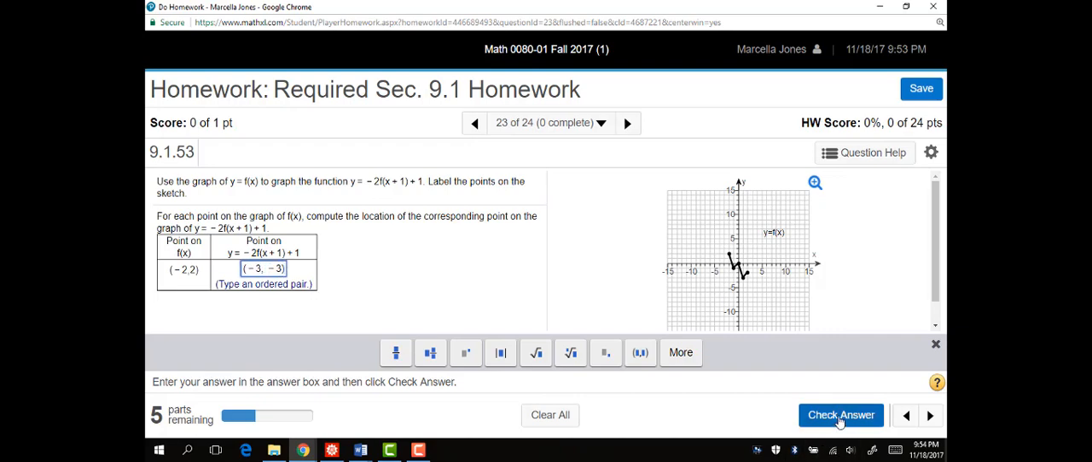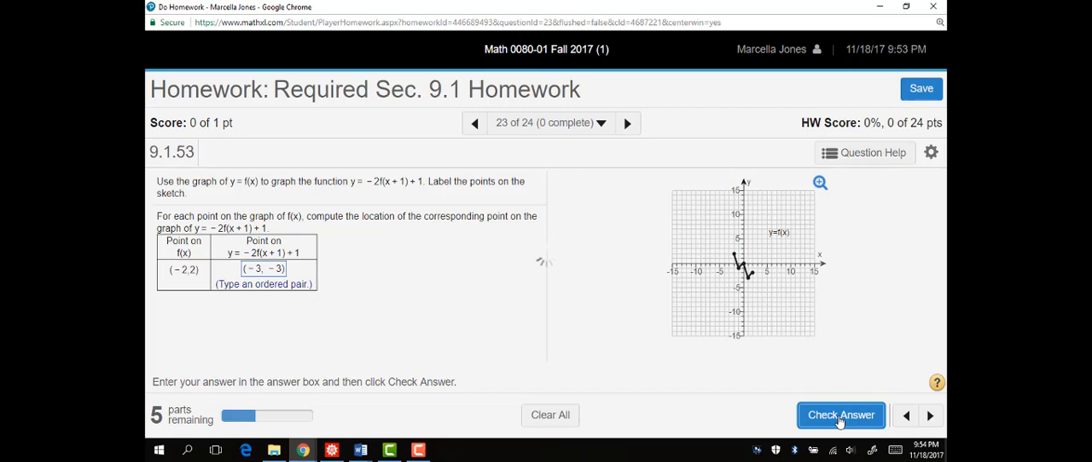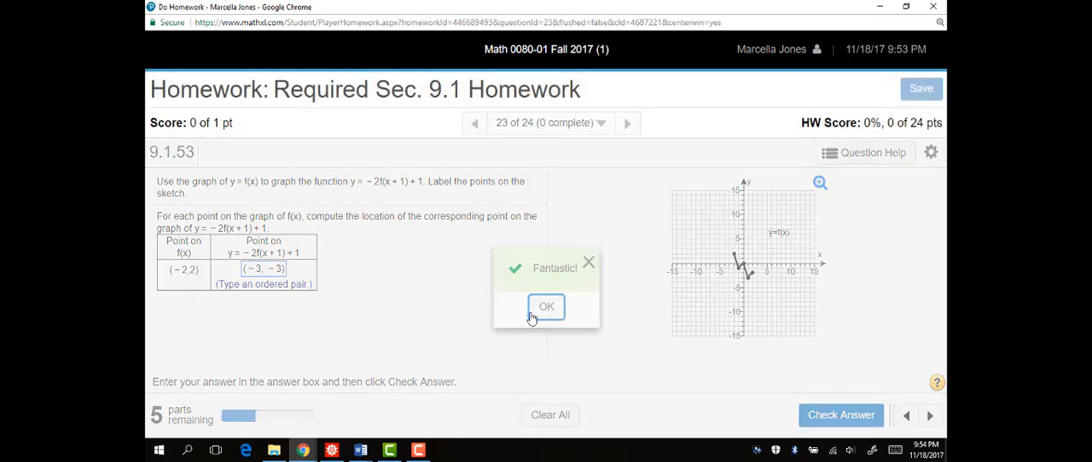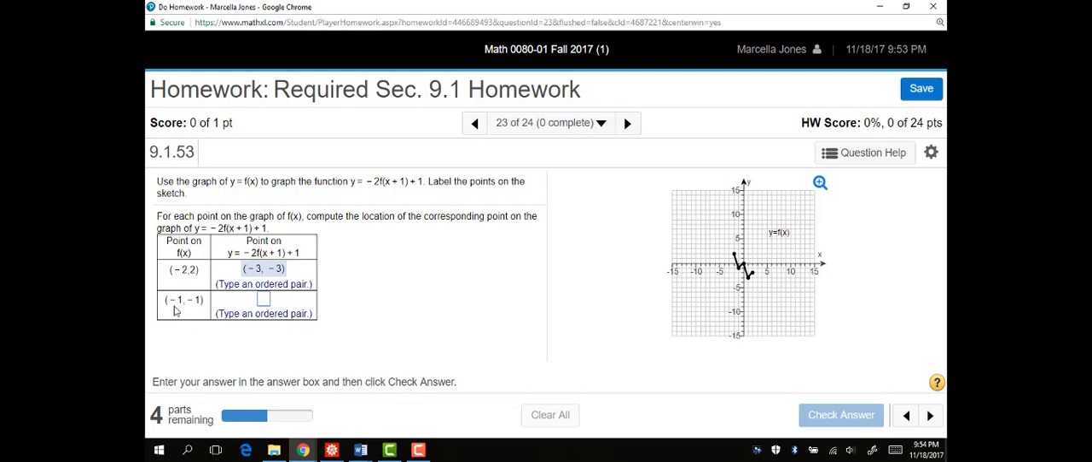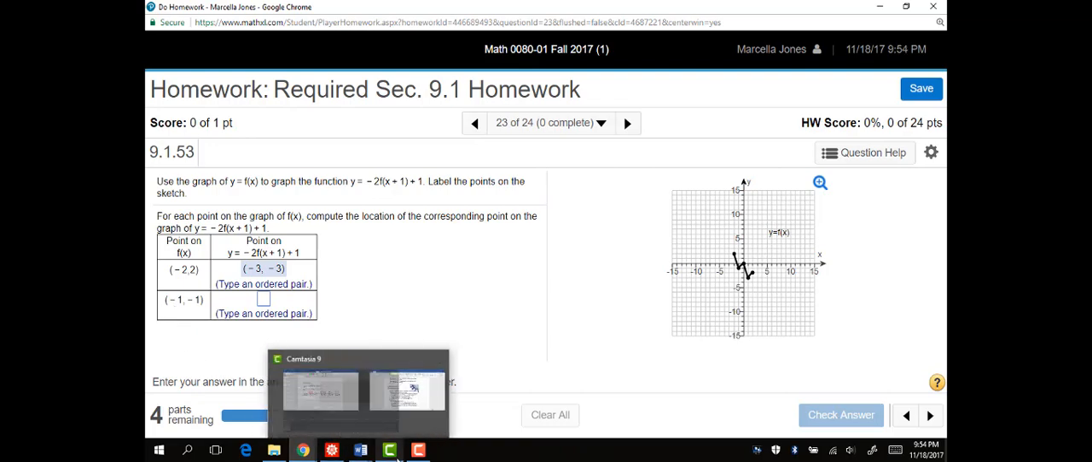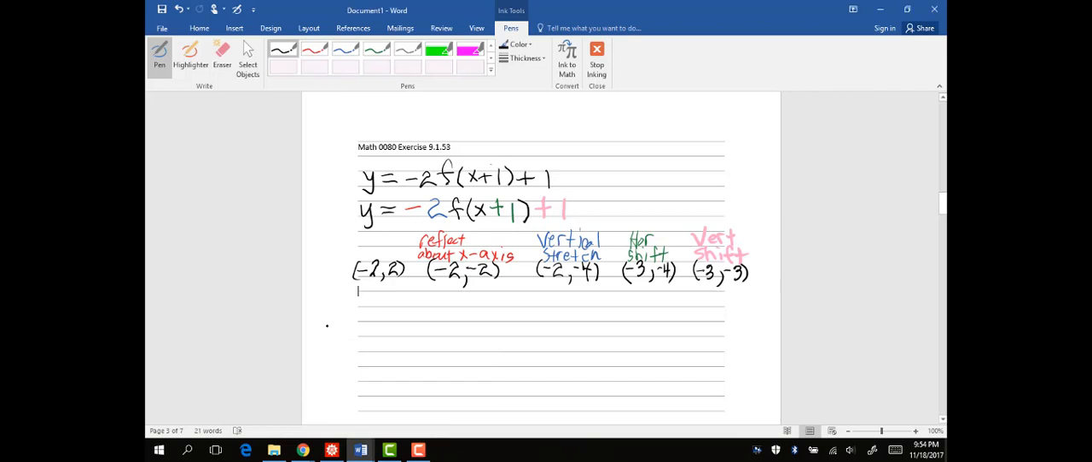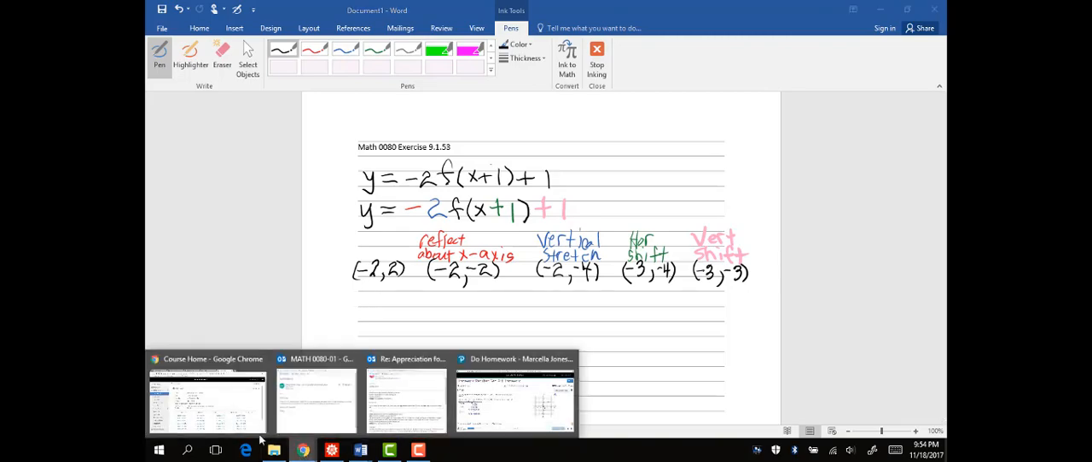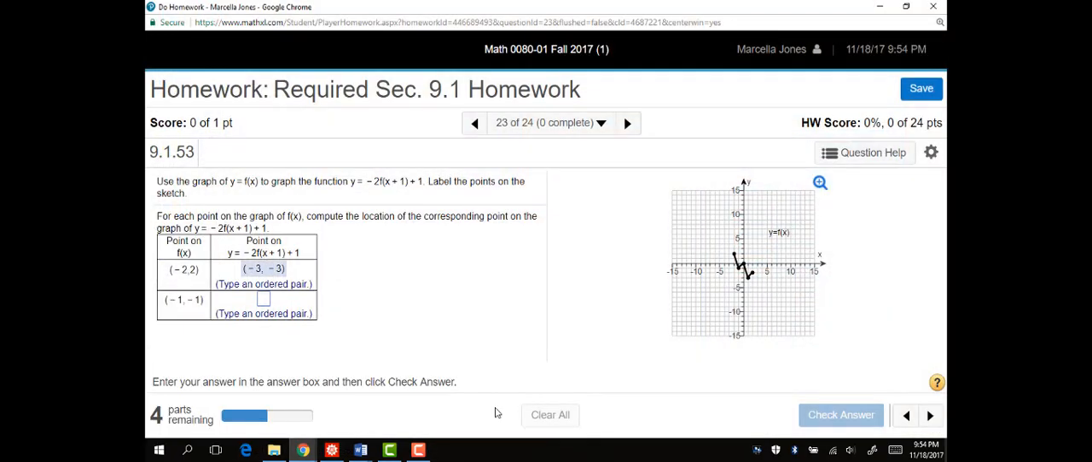And let's check it. Okay, all right, now I want to find the transformation of the point (-1, -1). We're going to go back to the problem, and to the paper where we're writing, and do this again. The point was (-1, -1). Yes, that's the point that's on f(x), and we want to perform these transformations on that point.